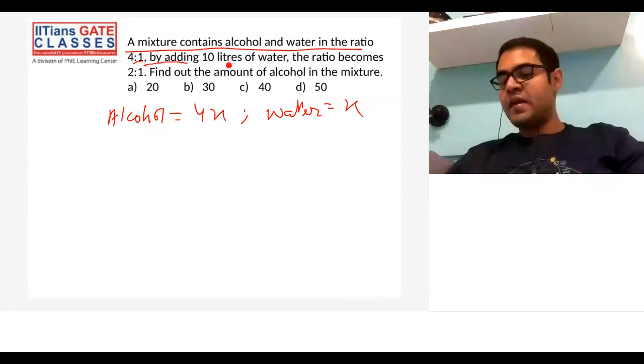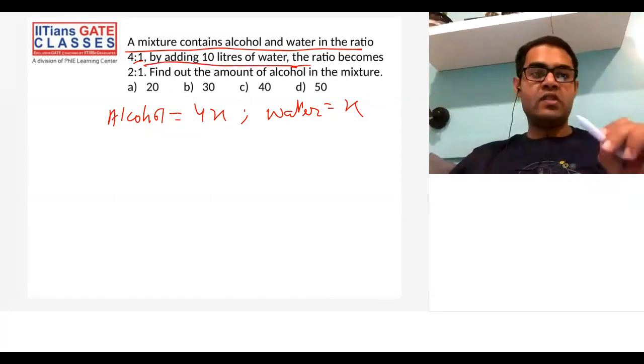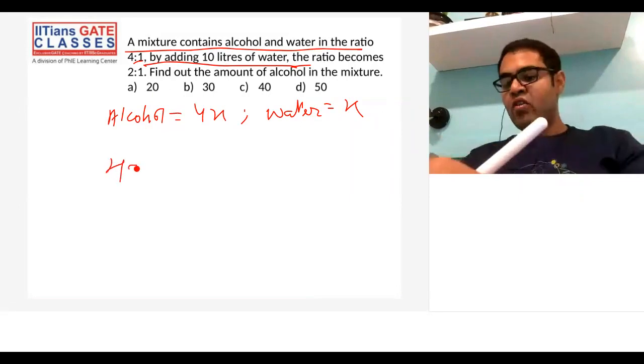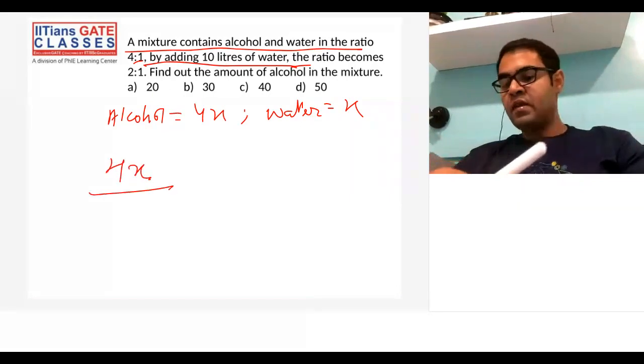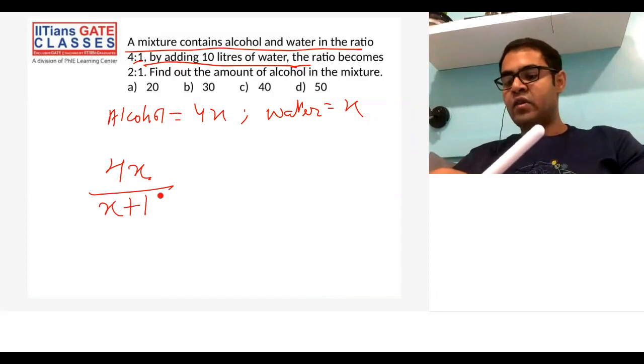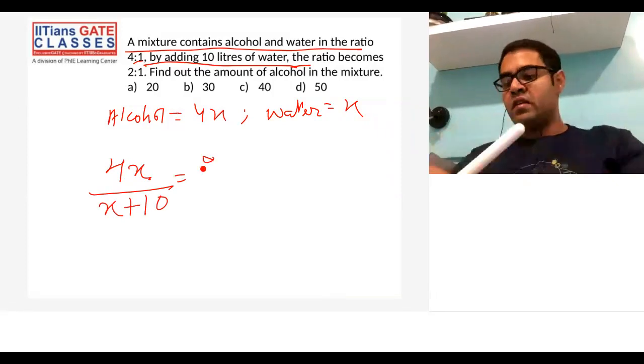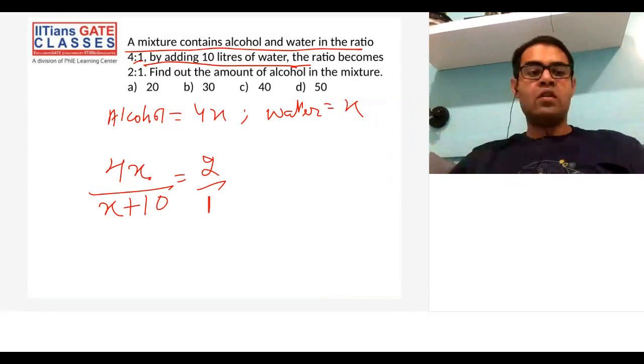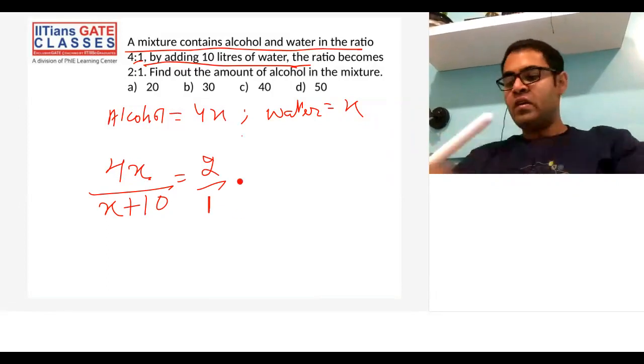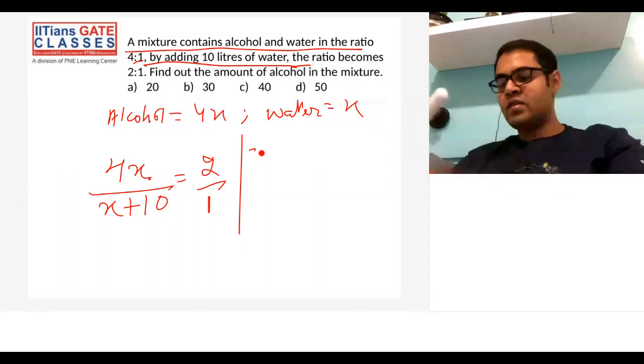Now they are saying by adding 10 liters of water, the ratio becomes this. So now I'm not changing the amount of alcohol. Alcohol amount remains the same. All you're doing is adding 10 liters of water. So the new quantity of water is what? X plus 10 liters. And this ratio they are saying to be equal to 2:1. That is 2 by 1. So now I just have to solve this equation. This is a pretty easy question.